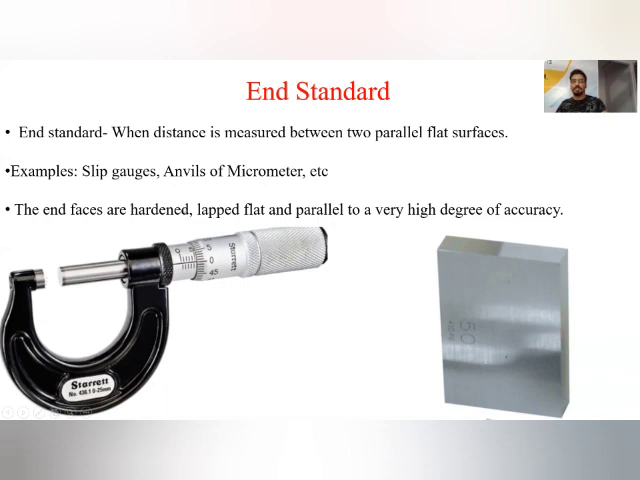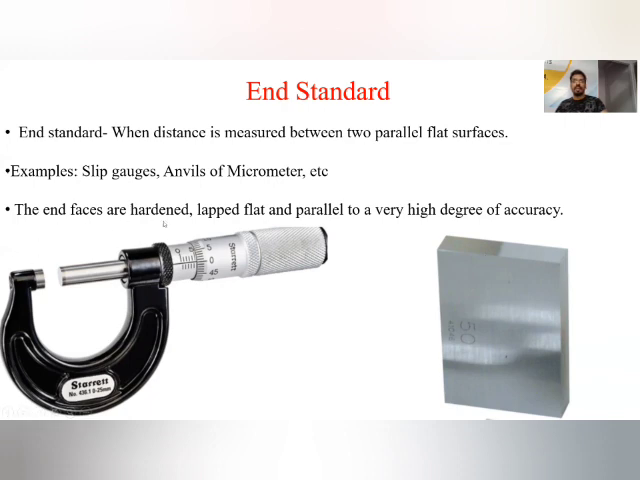And this is a slip gauge. We will discuss slip gauges in detail in our coming lectures. Let us consider this surface and the surface behind it. The gap between these two surfaces is the distance. It is the work of a slip gauge. It will only give you one dimension at a time.